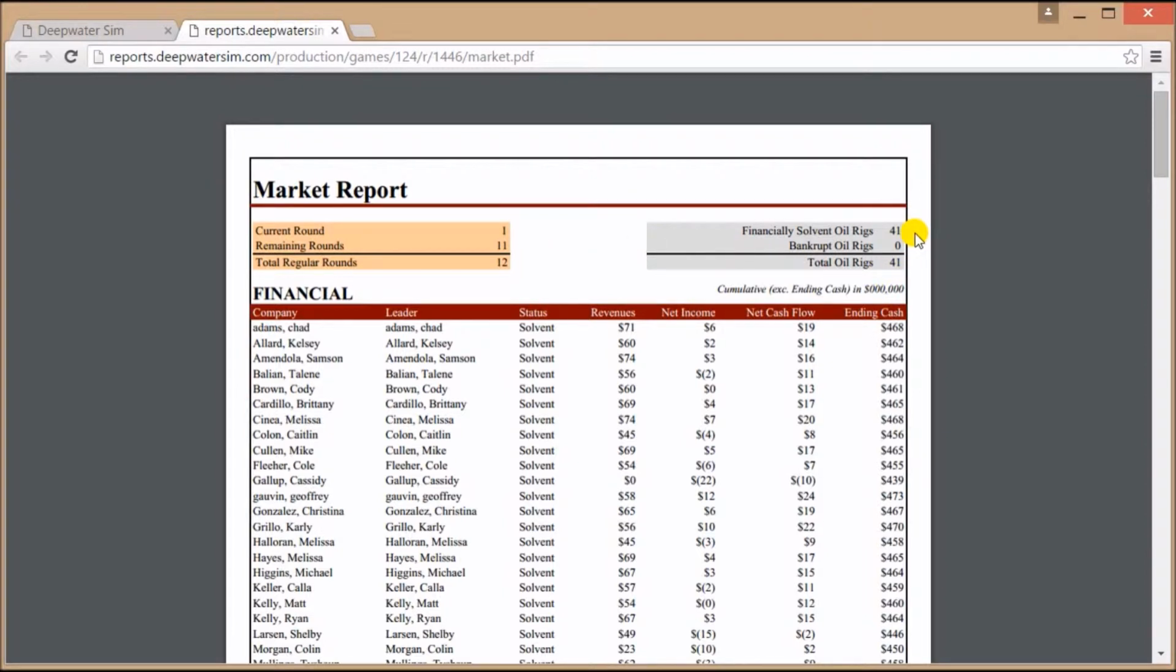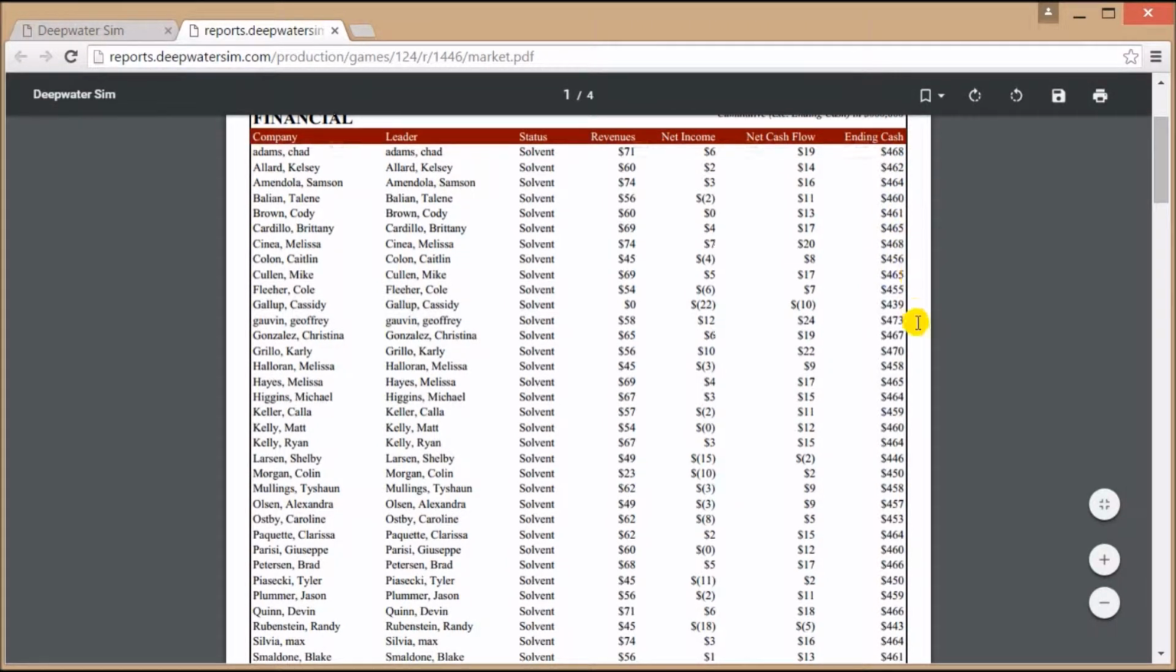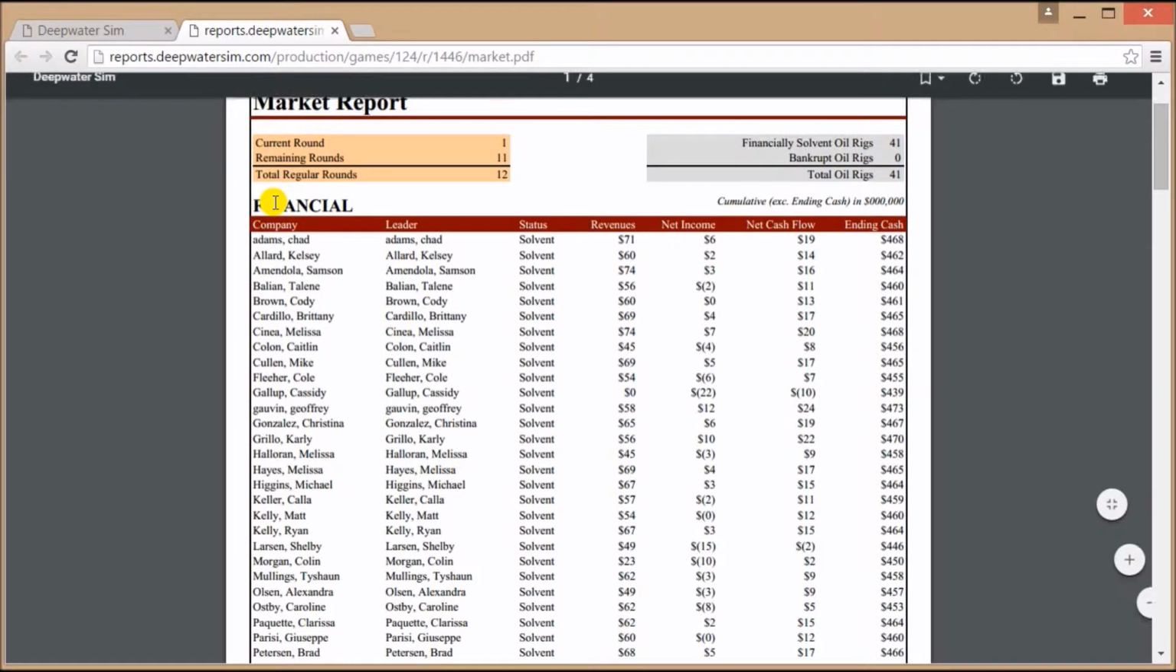And there's an overview here just to tell you very quickly whether anybody has gone bankrupt. And remember, the only way that a company can go bankrupt in Deepwater is if it runs out of cash. We're at the beginning of the game, so there's no worry here about anybody actually running out of cash. They start with over 400 million. Okay, so this market report is divided into three sections.